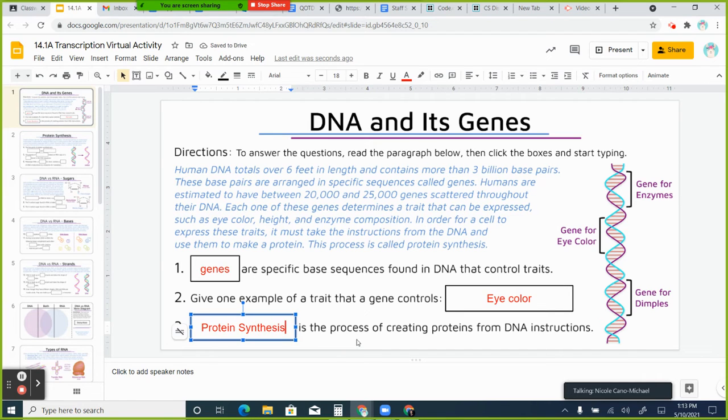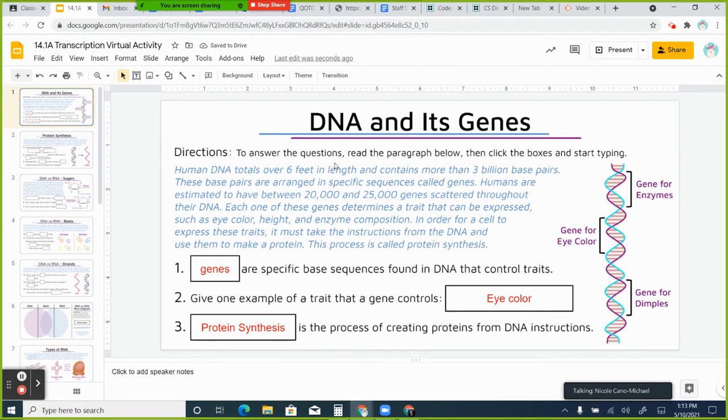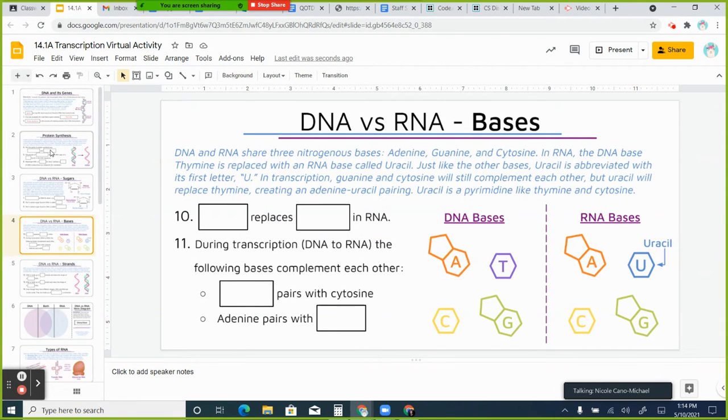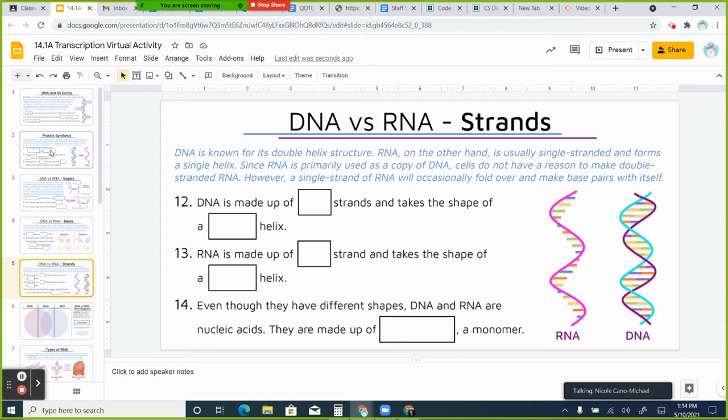So this is how this type of slide works. You read the information and you answer the questions that follow. You will do the same exact thing for slide number 2, 3, 4, and 5. Any questions on how to complete slides numbers 1 through 5, or anything from questions 1 through question 14? Hearing no questions, we move on.